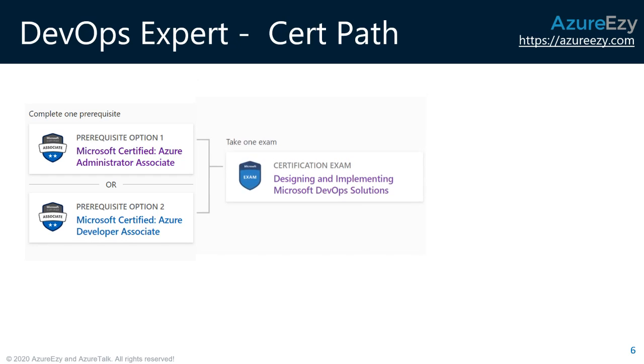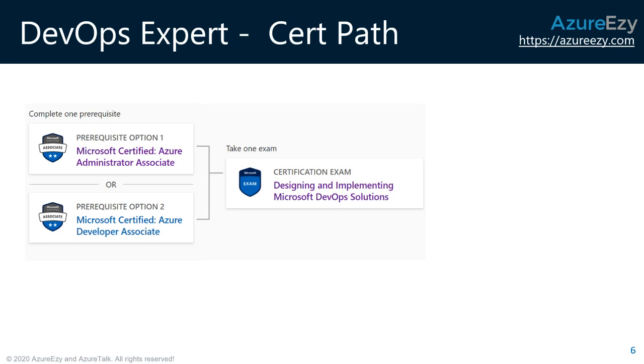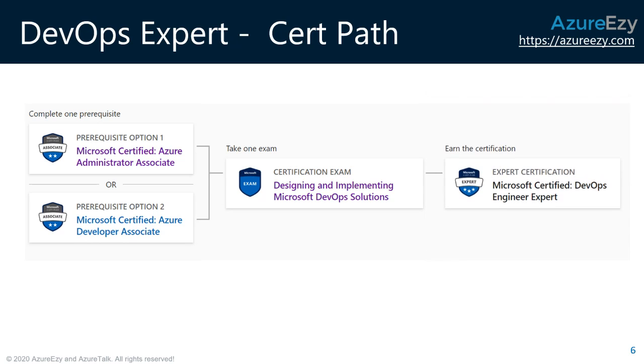Now, once you have any one of the prerequisites, the other exam that you need to take is AZ 400, for which the training is going on currently, and that is designing and implementing Microsoft DevOps solutions. Once you have any one of the prerequisites and this exam cleared, Microsoft gives you a badge called Microsoft Certified DevOps Engineer Expert, which is an expert level badge, and that is the whole path of having a certificate from Microsoft.